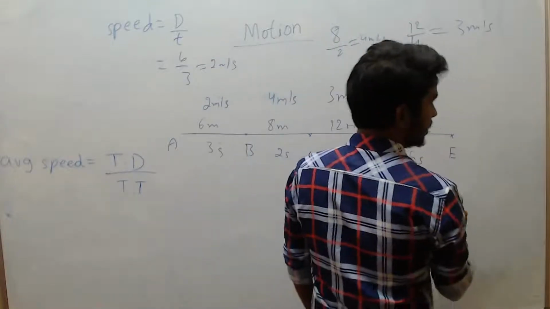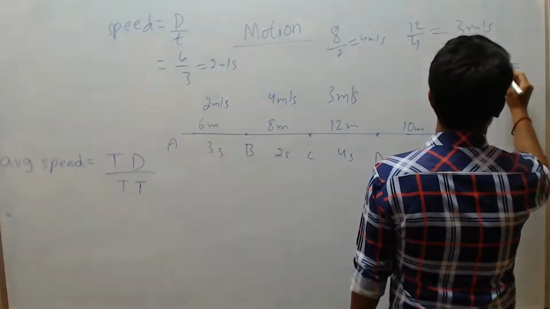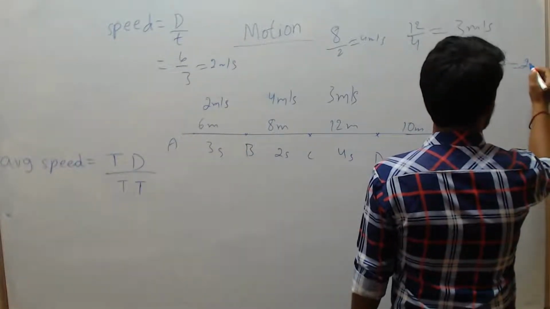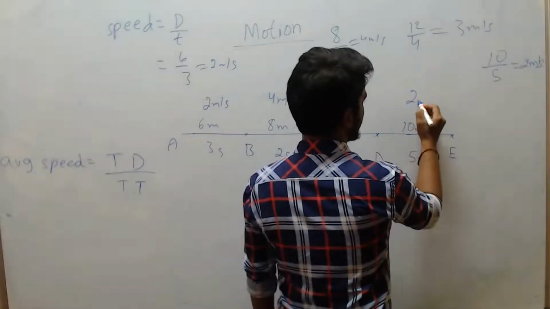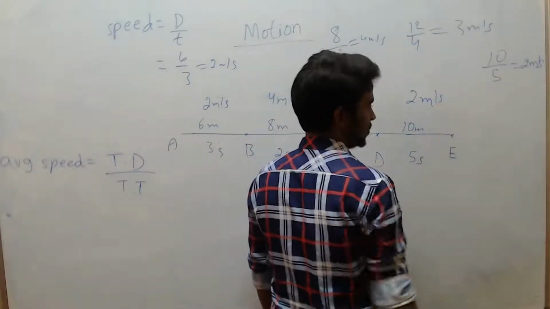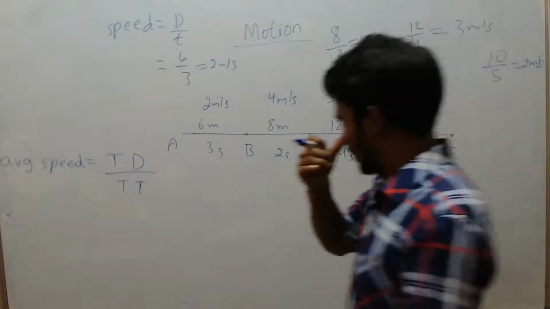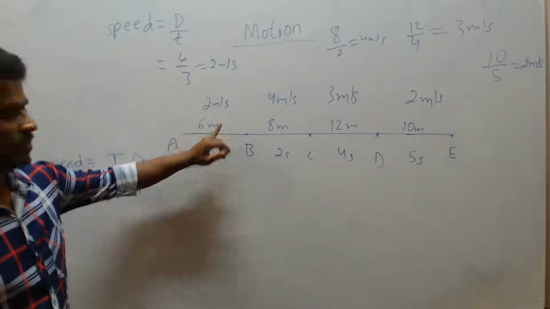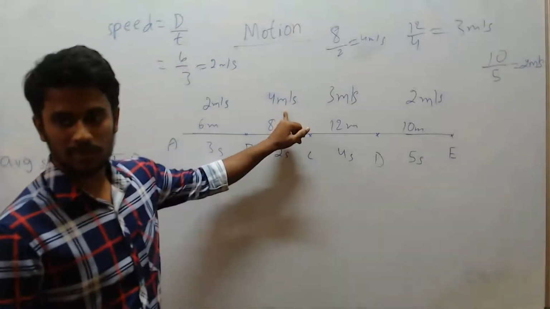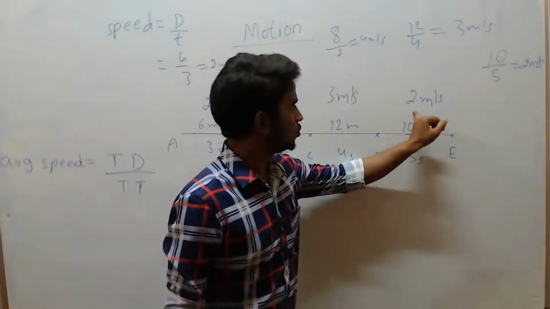Next, what about D to E? D to E is 10 divided by 5, so 2 meter per second. The speed from D to E is 2 meter per second. Now, see here. Speed A to B is 2 meter per second, B to C is 4 meter per second, then C to D is 3 meter per second, then D to E is 2 meter per second.